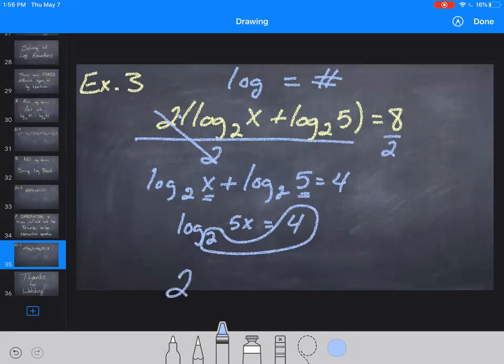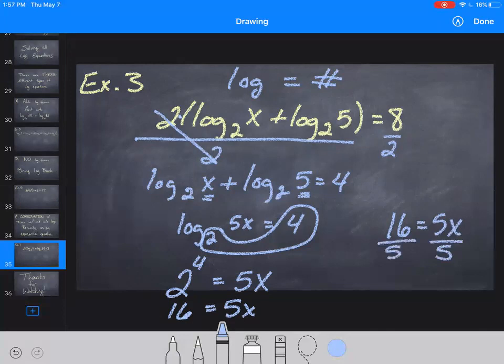The base is 2. That becomes the base of the exponential problem. The 4 becomes the exponent. So there's my 4 is equal to 5 times x. So I end up with 2 to the 4th is equal to 5x. Well, 2 to the 4th in my calculator is going to give me 16. So I have 16 is equal to 5x. Well, if I have 16 is equal to 5x, I know we're multiplying by 5, so I'm going to divide by 5. I get 16 fifths is equal to x.